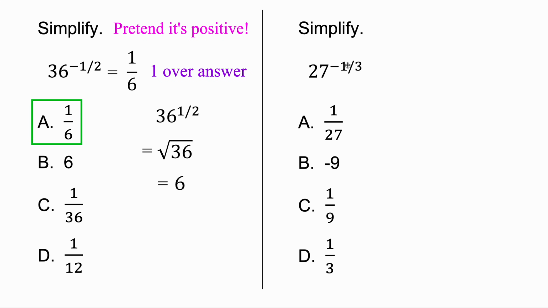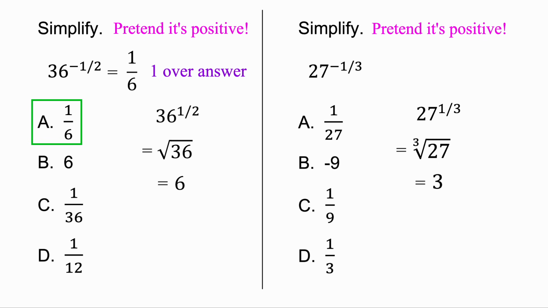Okay, it's got a negative power, we're going to go ahead and pretend it's positive. 27 to the 1/3. Same thing as the cube root of 27. 3 times 3 times 3 gives us 27. So 3 is the cube root. But finally, it's negative. So take your positive answer, 3, and make it 1 over 3. So this is the simplified answer.